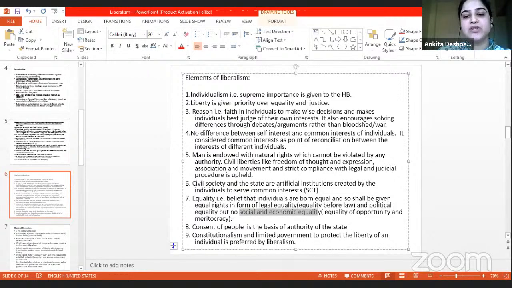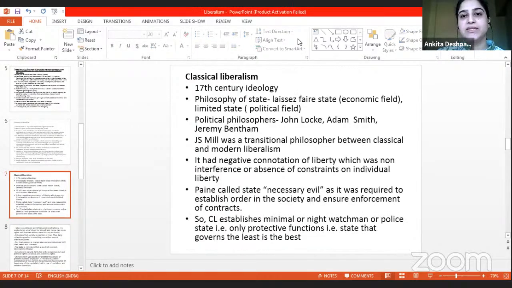Consent of the people is the basis of the authority of the state. Locke spoke about that. Constitutionalism and limited government: do not touch the right to life, liberty, and property of the people. The state is an artificial creation, so whatever work has been given, only do that much. Do not try to encroach and take more powers. That is limited government, and rule according to the constitution. It is a written constitution, with rules written down. You have to follow those rules and perform according to them. No arbitrary power is given to you.